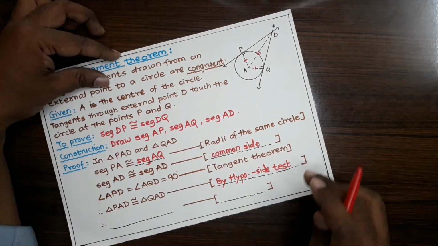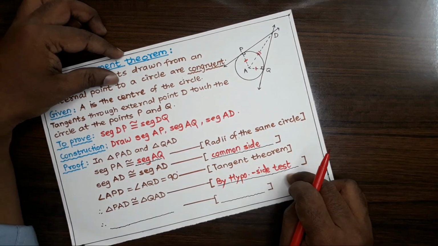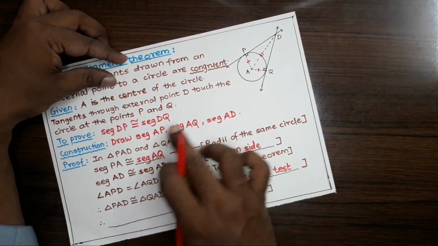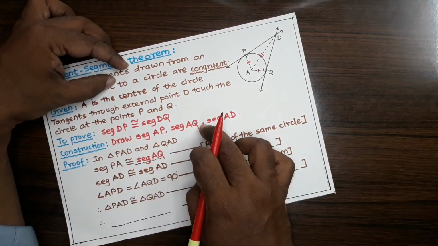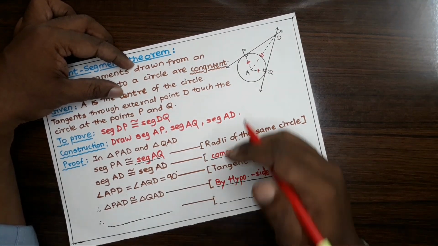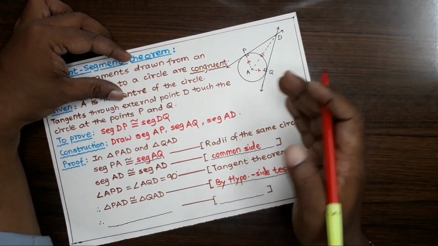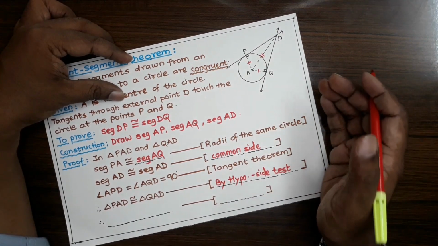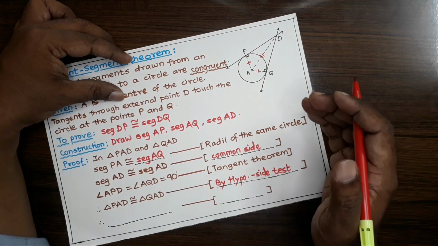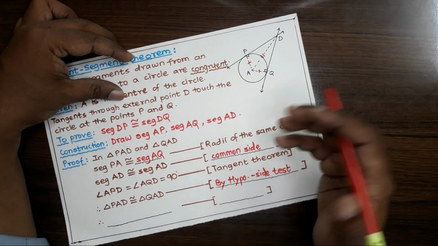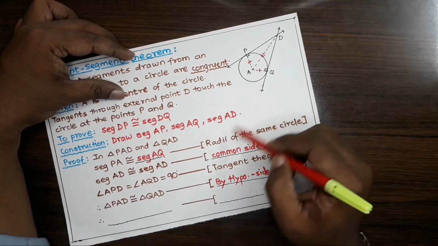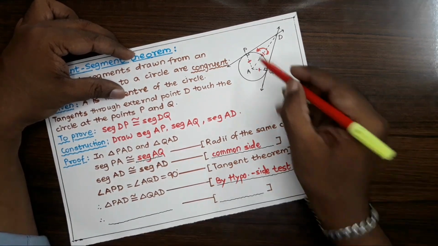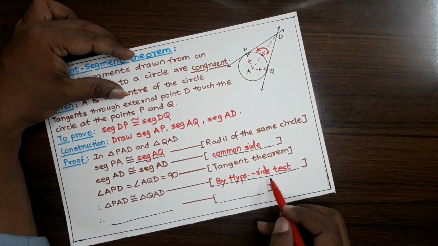So friends, this is the second important thing to learn any theorem. The first important thing is its figure and construction, and the second important thing is whether we have shown the triangles in the figure are similar or congruent. And if they are congruent or similar, then by which test they are congruent or similar. In this theorem we showed these two triangles are congruent by hypotenuse side test.